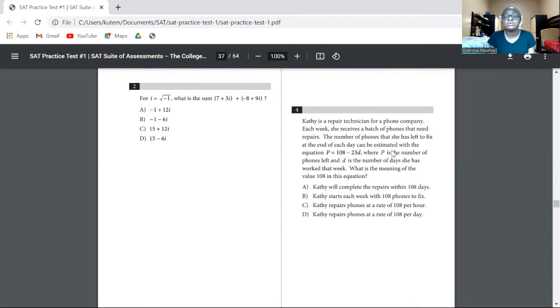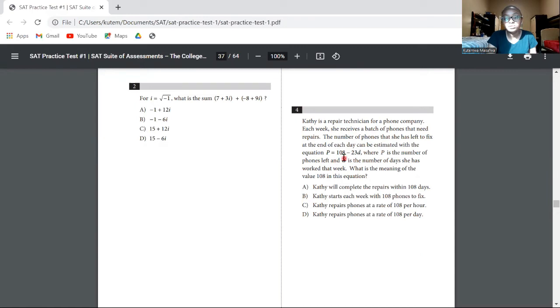Okay, so what is the meaning of the value 108 in the equation? It's an example of them testing your understanding of a linear equation in a real life situation. Remember what I said: your x is time, and look at this, it's in days. Then P is what is being measured, which is the number of phones left. Look at this equation. It's in the form y = mx + c, except that the c comes before the mx.